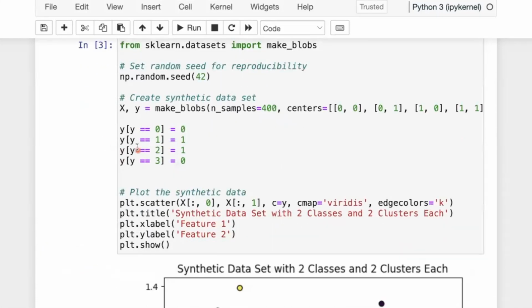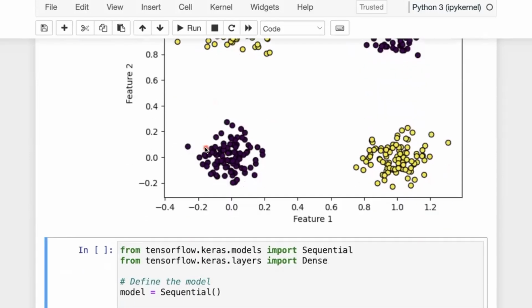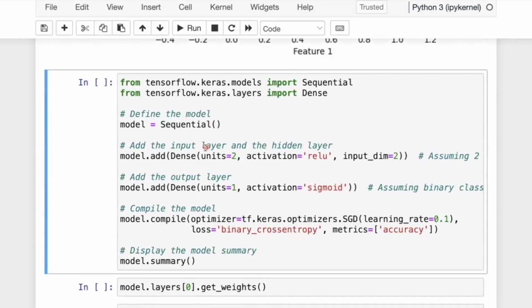Okay, so here we define the data, so X and Y. This is all the input features, and we have two-dimensional data, and Y is the labels that we have, where we get either 0 or 1. So it's a binary classification problem.